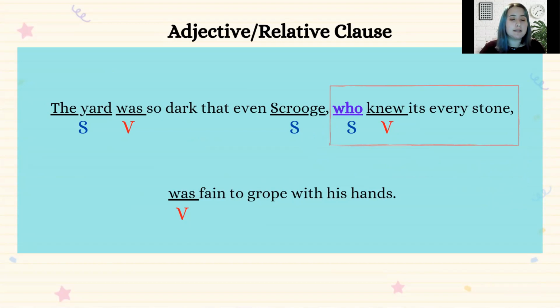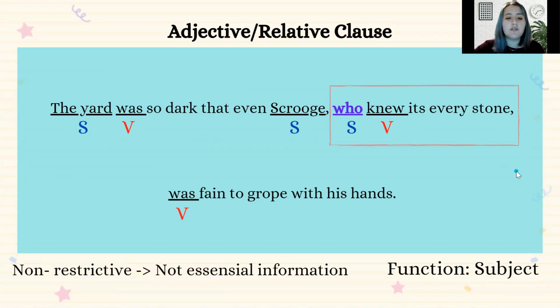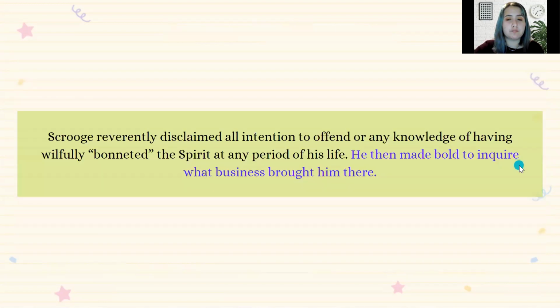So this is a relative clause because it can answer the question, what type of? And it's non-restrictive because it doesn't give us essential information, and the function is of a subject of the clause.